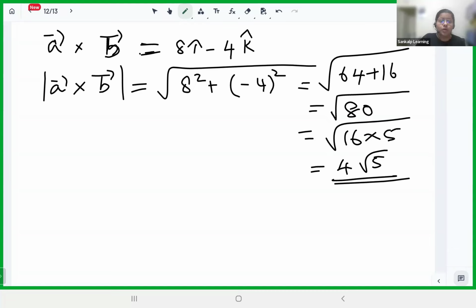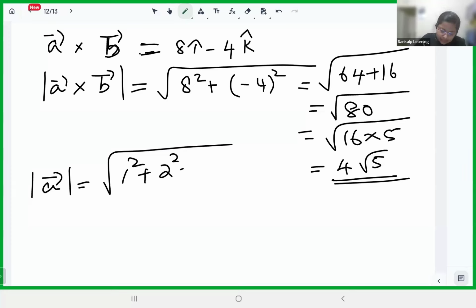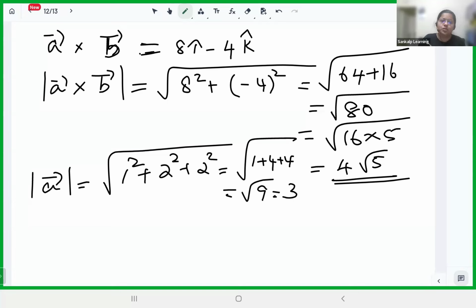Alright. Now you have to get the denominator also, and that is the magnitude of A. Vector A is i plus 2j plus 2k, so the scalar components are 1, 2 and 2. So that is root of 1 square plus 2 square plus 2 square, which is root of 1 plus 4 plus 4. That is root 9, equal to 3. We have got the magnitude of vector A. We need the magnitude of vector B.